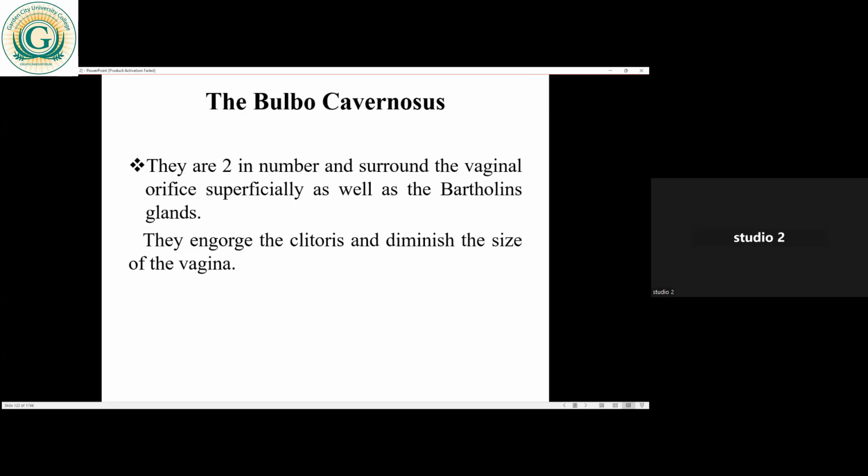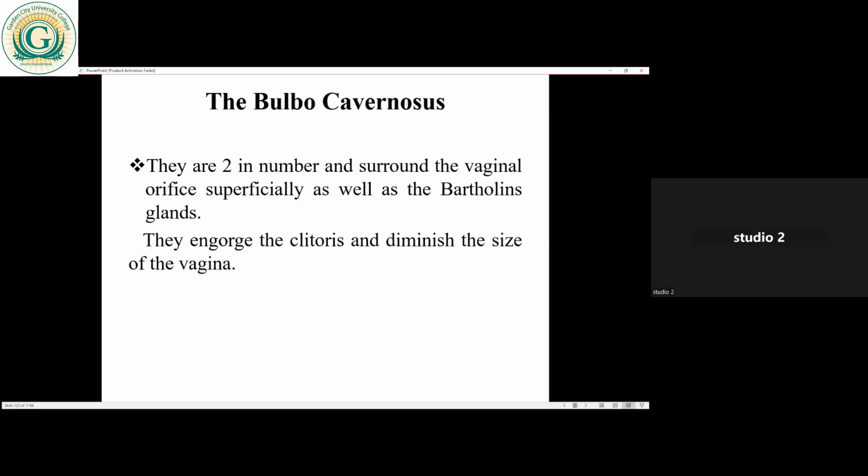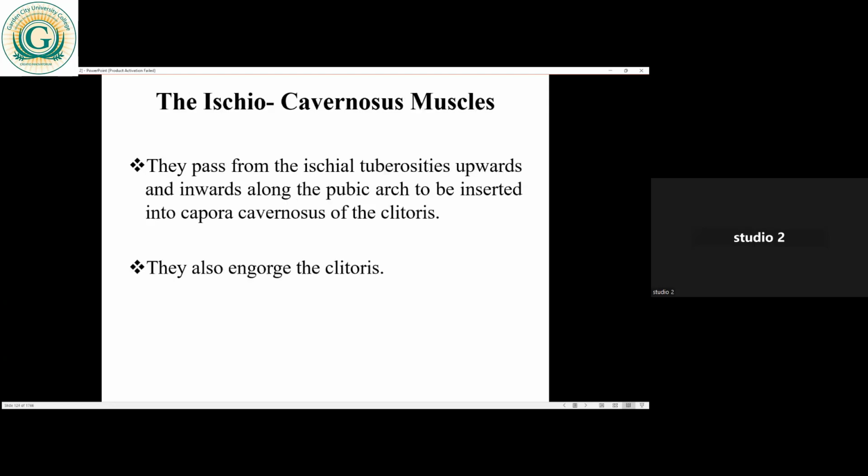They engulf the clitoris and diminish the size of the vagina. Sometimes after delivery, you see that the woman's clitoris is big. And when you see something like that, then this muscle is affected. Bulbocavernosus, sorry. Then we have ischiocavernosus muscles.